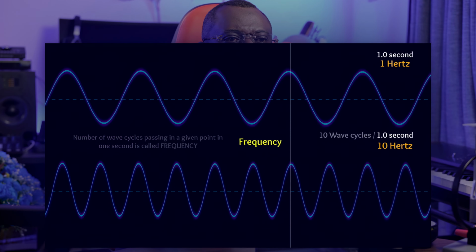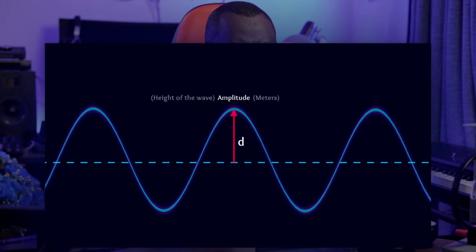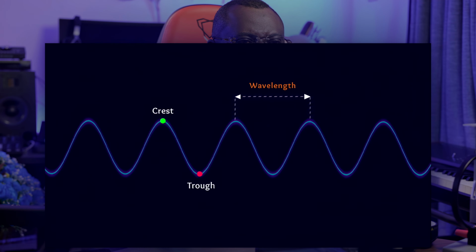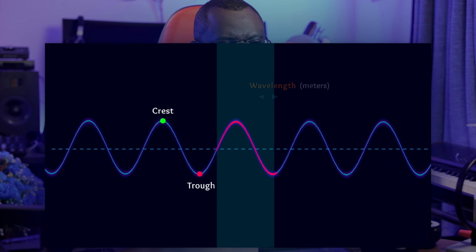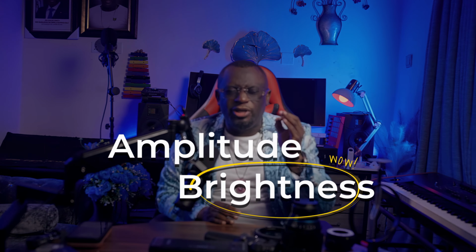Waves have measurable properties, one of which is frequency, wavelength, and amplitude. Frequency tells us how fast the wave oscillates. Wavelength is the distance between the peaks. And the amplitude is how tall the wave is, which in light translates to brightness. So when we're talking about light in photography, we look at brightness as the amplitude of the wave.